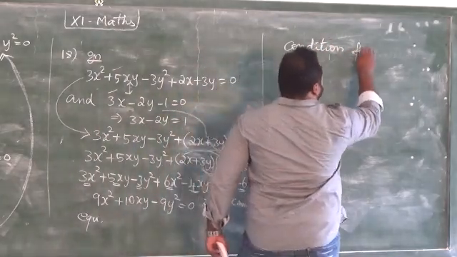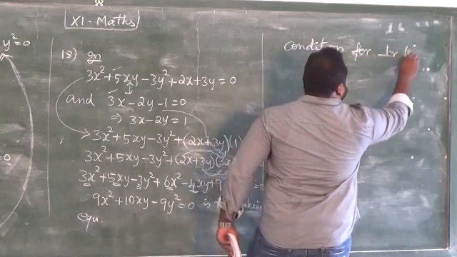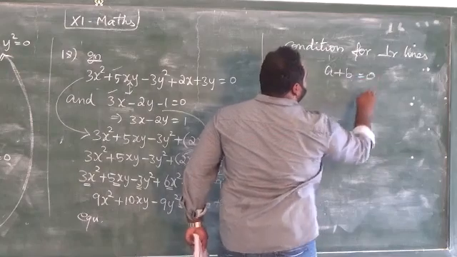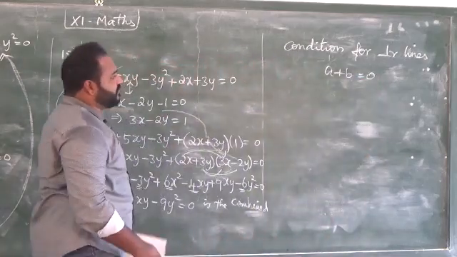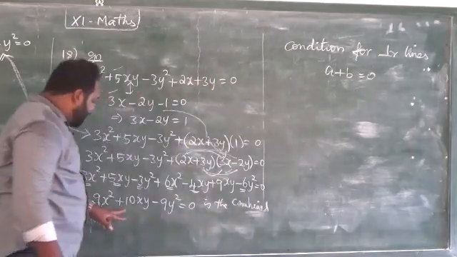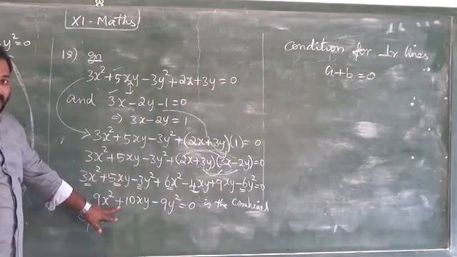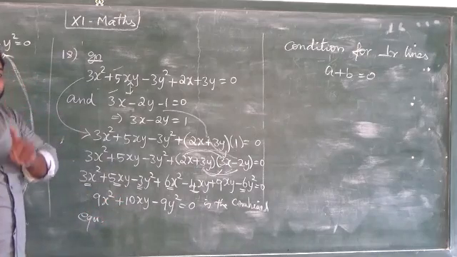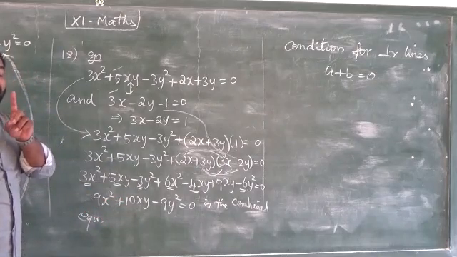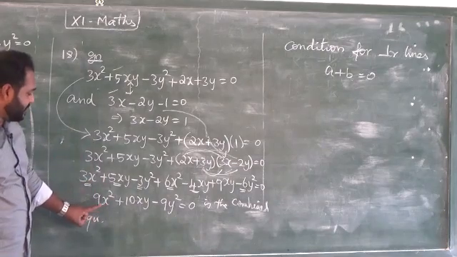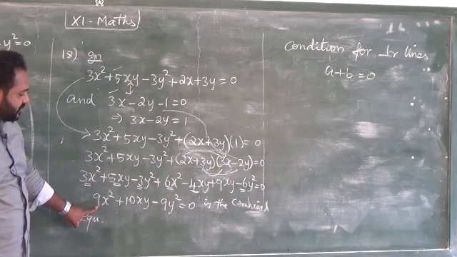Condition for perpendicular lines, we have a plus b equal to 0. So if this equation is satisfied, we can say this pair of straight lines are perpendicular lines. If it is perpendicular, definitely there is a 90 degree angle. It's a right angle. Here, what is a? Coefficient of x square. What is b?